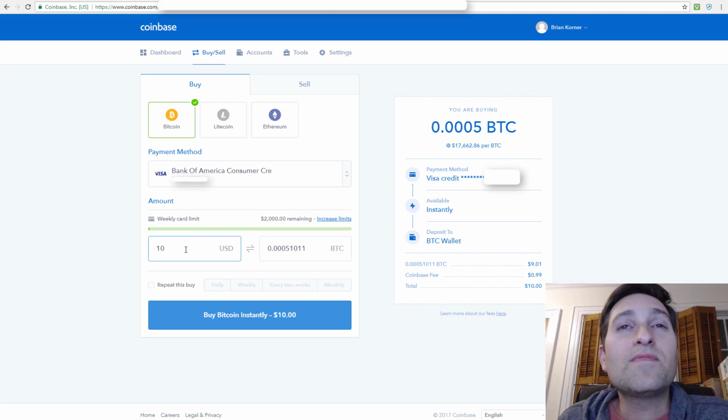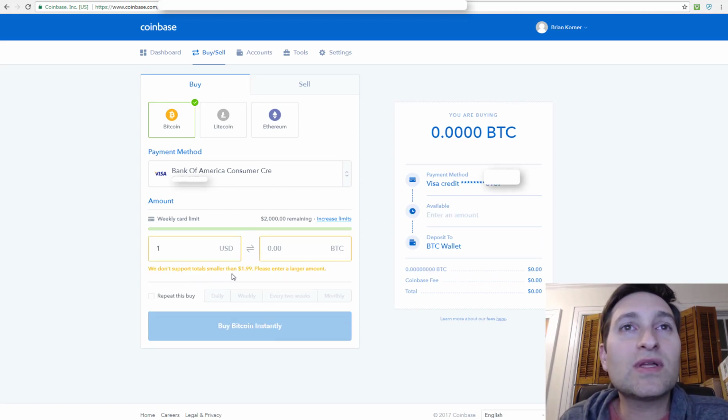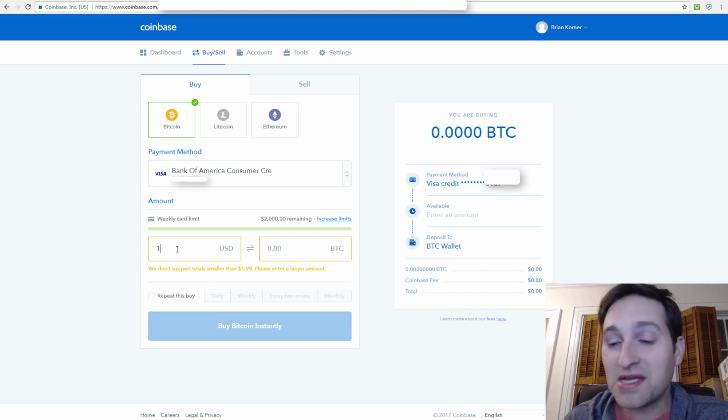Okay, so let's see what it said. We don't support total smaller than $1.99. Okay, so we know the minimum is $1.99. Actually, $2. So let's say you wanted to buy $100.